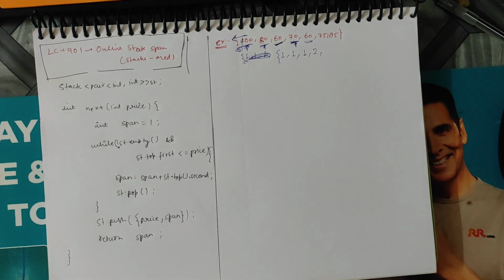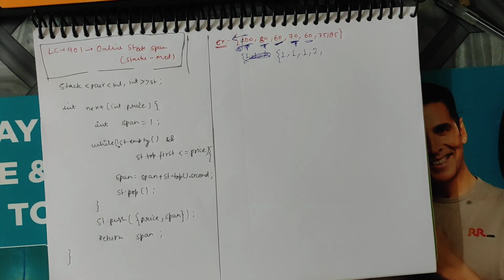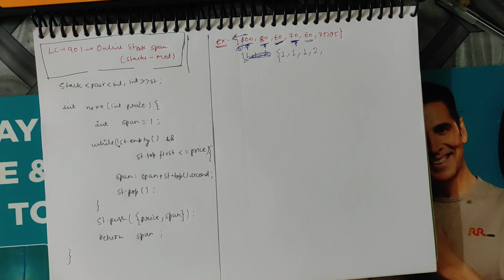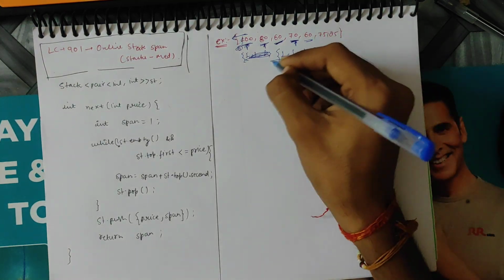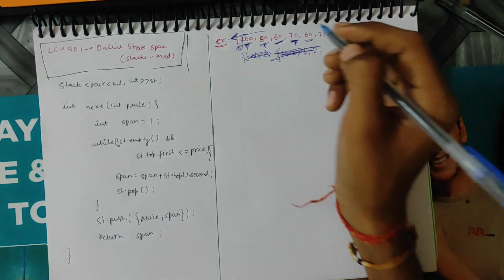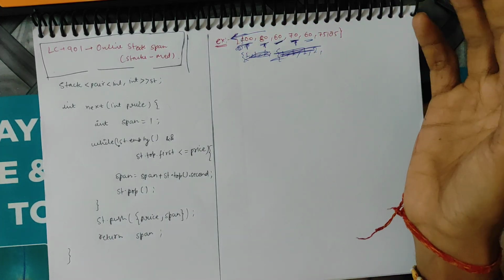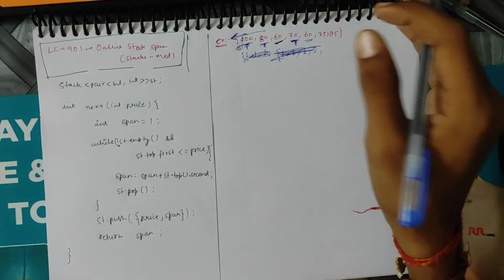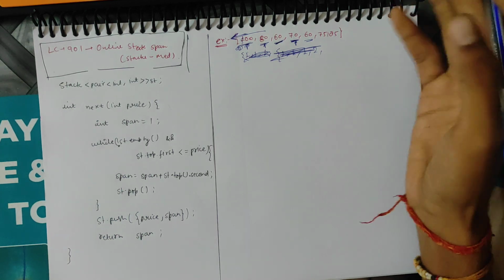Hello everyone, now we are going to solve LeetCode problem number 901, Online Stock Span, which is a medium level problem of stacks. In this problem we are given a stock price and we need to return the number of consecutive days including today for which the price was either equal to or less than today's price. So basically we have to check in the backward direction whether the element present before today is less than today's price or not.